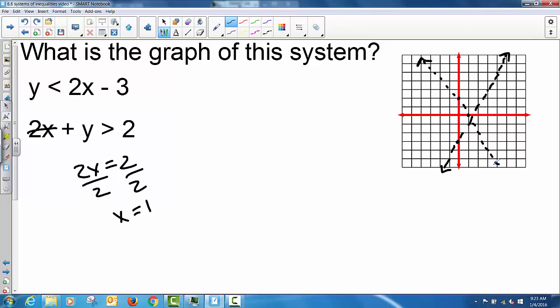Okay, that is a wonderful line there, isn't it? Okay, so now where do we graph? It says that y is less than 2x minus 3. When it says less than, that means that we shade below the line, okay? So y is less than 2x minus 3. So we come over here and we go y is less than 2x minus 3. This was our 2x minus 3 right here. So we're going to shade below the line, okay?